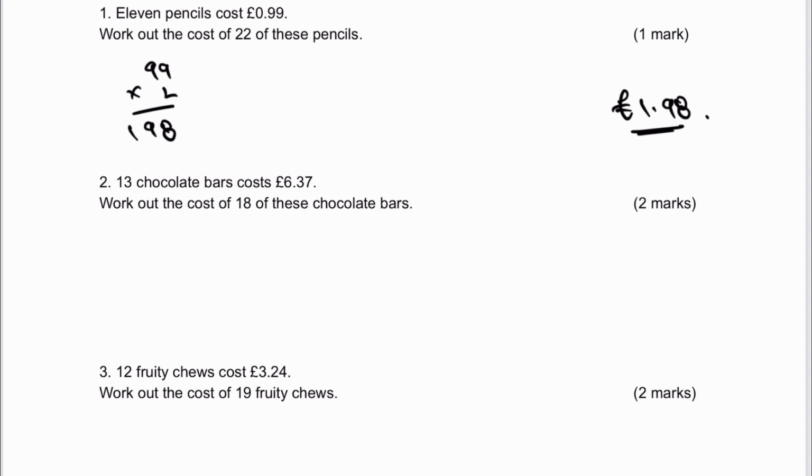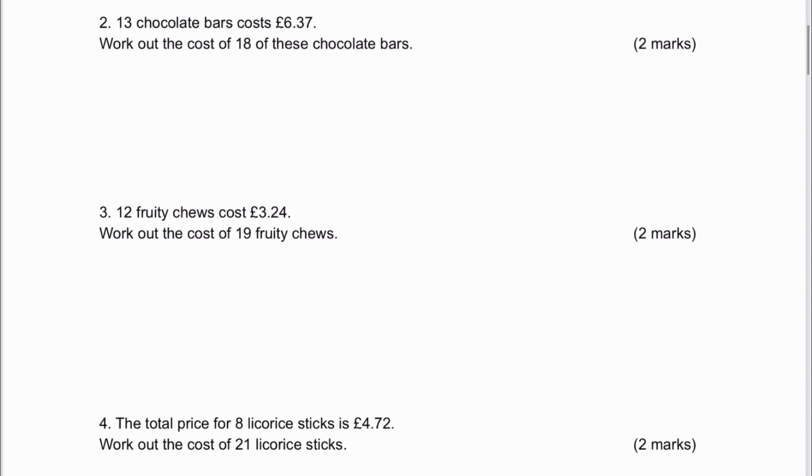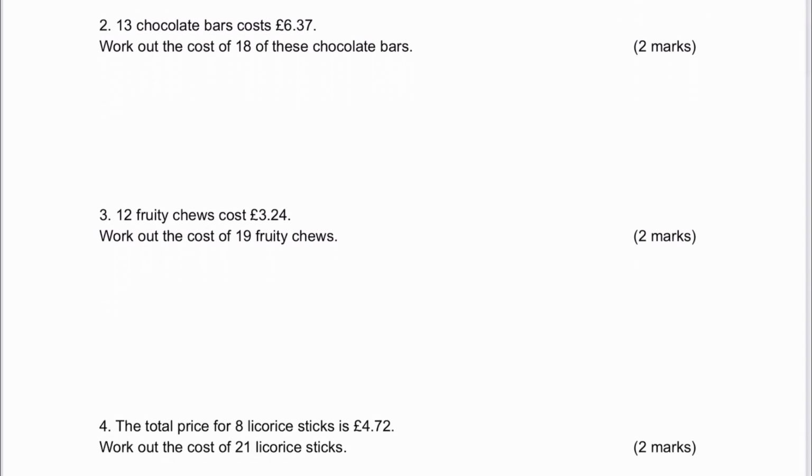Okay, 13 chocolate bars cost £6.37. So this is a little bit harder because actually what we need to do with this is do some long division. Now I'm going to make that pence, just because it's a little bit easier, and I know that 4 times 13 is actually 52 pence, which gives me 11. And then I bring down the 7 here, and that means 13 into 117, well that's actually 9.